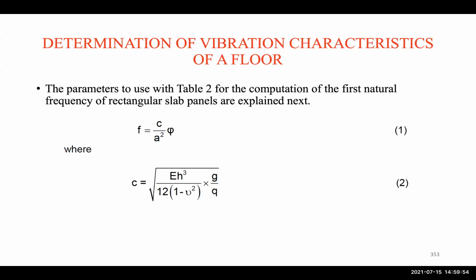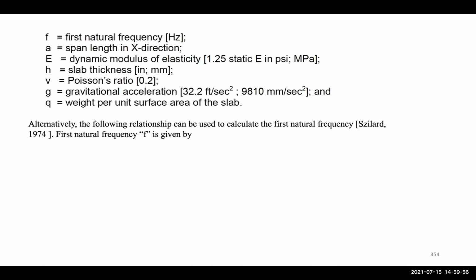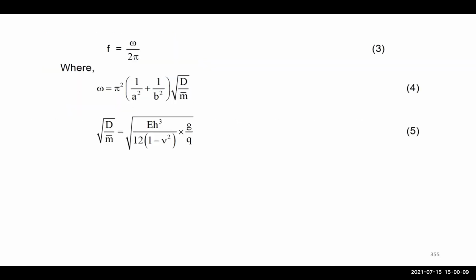And then we have the other factors defined in tables as we see. So A is the span length in the X direction, and let's see here. Yeah, the rest is okay, clear. So here the natural frequency, that from physics, is omega divided by 2 pi, and then the circular natural frequency omega is calculated according to this equation.